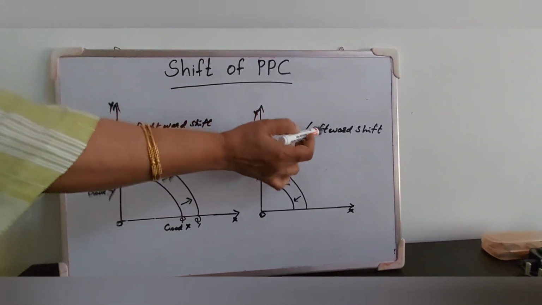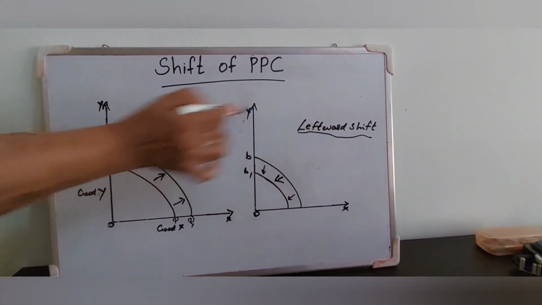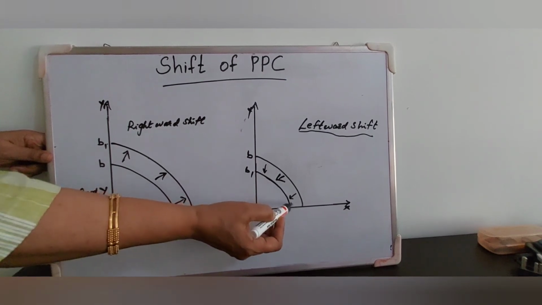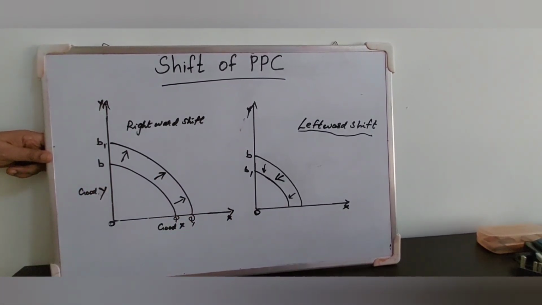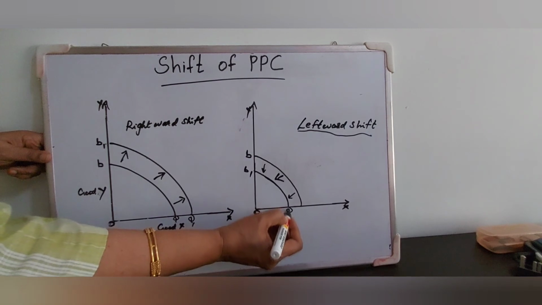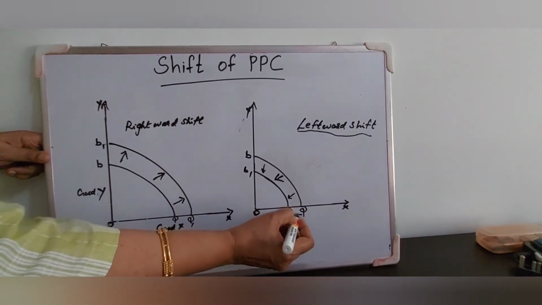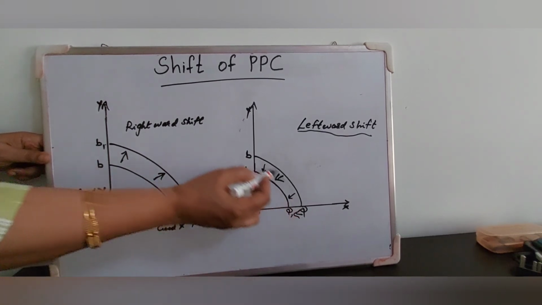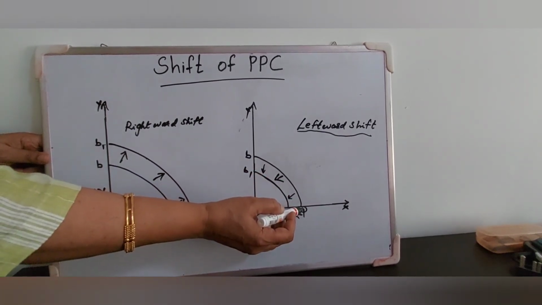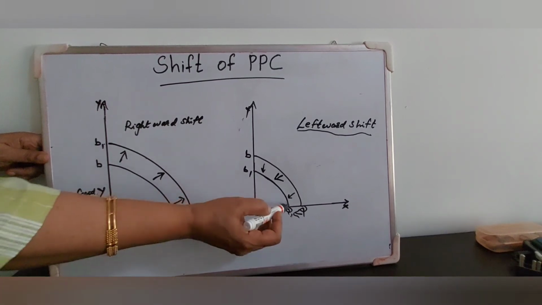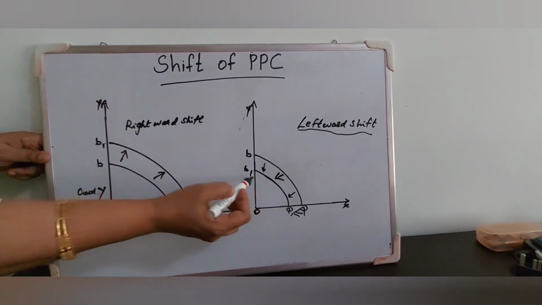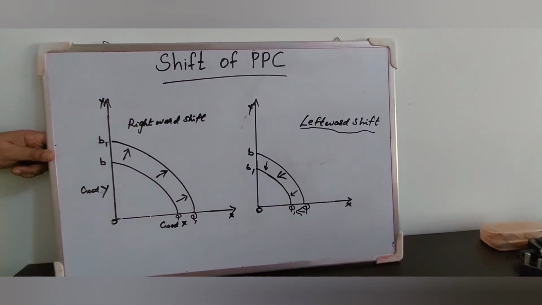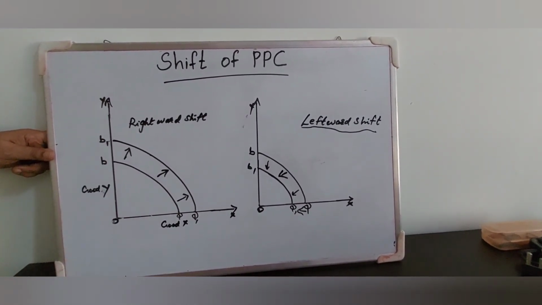So, what can be the reason for the leftward shift of PPC? That means less of both the goods is produced. From BQ, that was original production in the economy, the production of both the goods is reduced to B1 Q1.